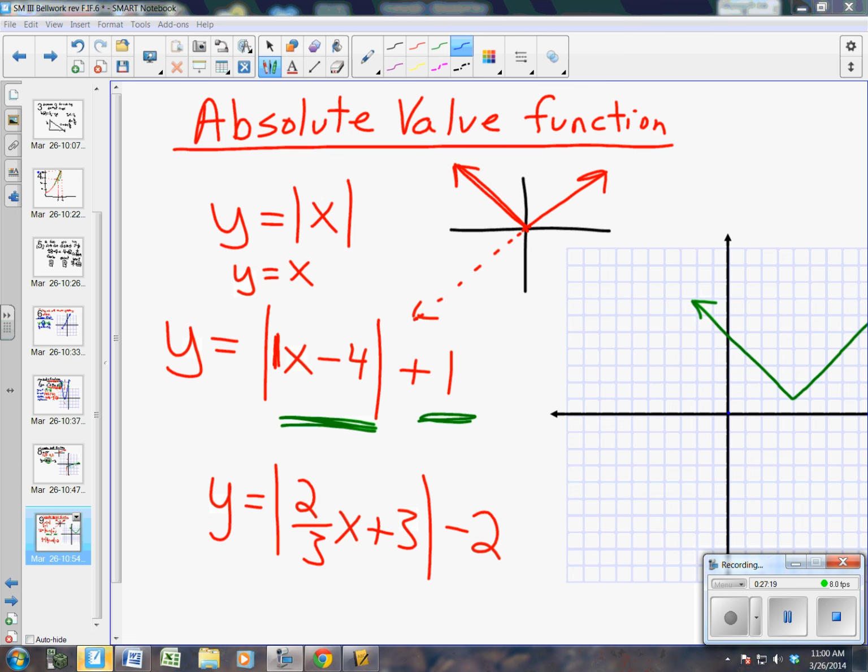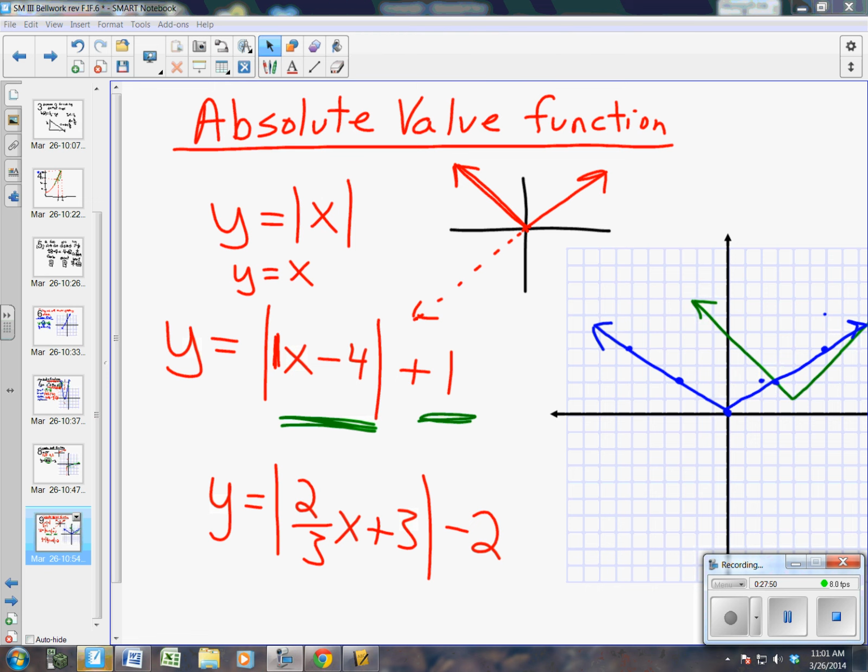So on my parent function, I would start here at 0, 0, and go up 2 and over 3. And then up 2 and over 1, 2, 3. Okay, so I would get this right here. And then I'd go up 2 and over 1, 2, 3 again. So I would get this one going this way. Does that make sense?